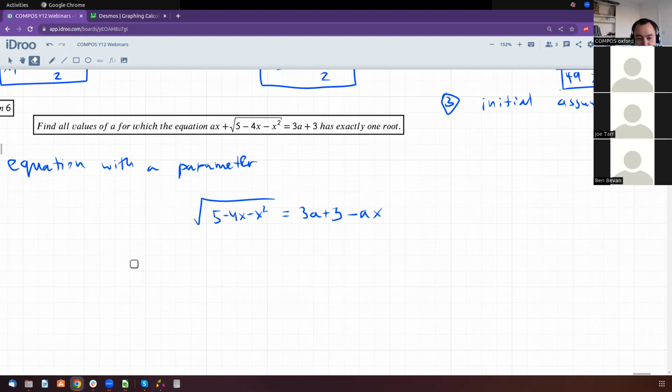Do I want to square it? Honestly, I don't. You could square it, but then on the right you'll have just something horrible. What I'm going to do is use a graphical method. The beautiful thing here is that the left-hand side does not contain a, which is good. So this shape is fixed, so I'm going to draw it. So, a graphical method.